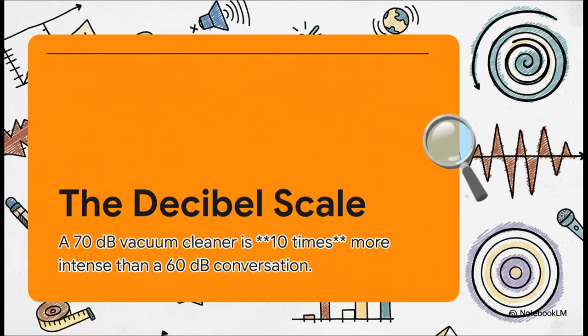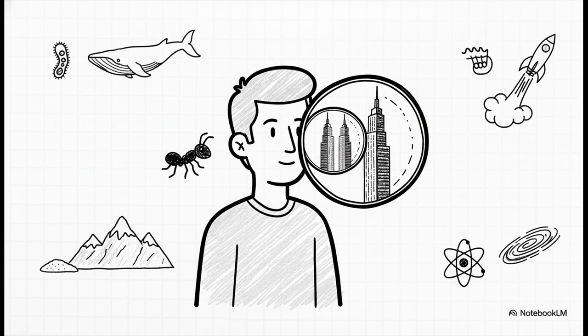And it's the exact same idea for sound. A 70 decibel vacuum cleaner isn't just a little louder than a 60 decibel conversation. The actual sound intensity is 10 times greater. Logarithms let us compress this enormous range of sound into a simple scale from 0 to 120 that we can actually comprehend.